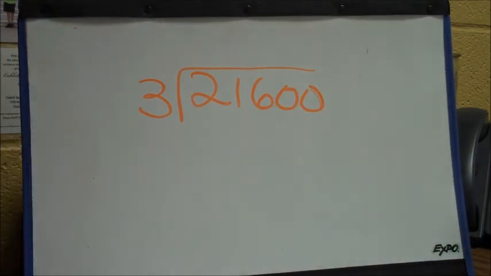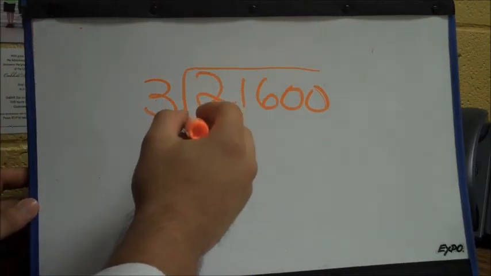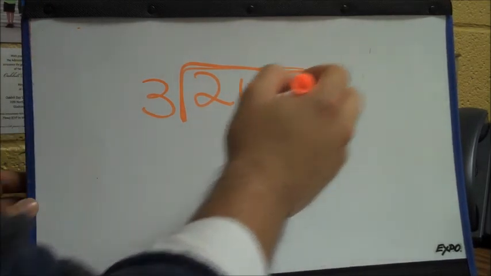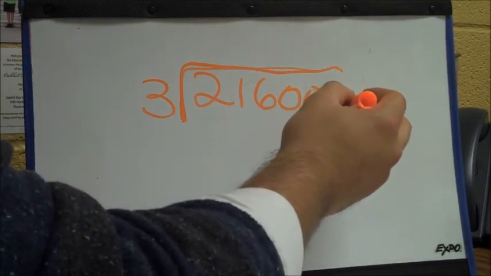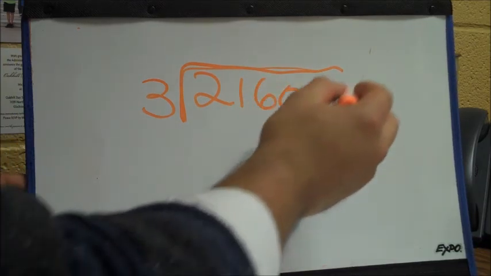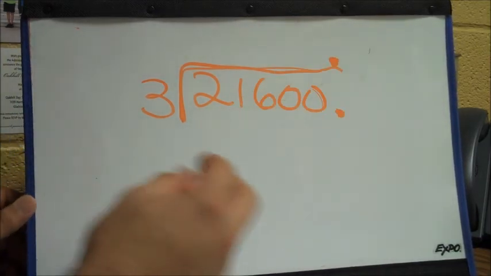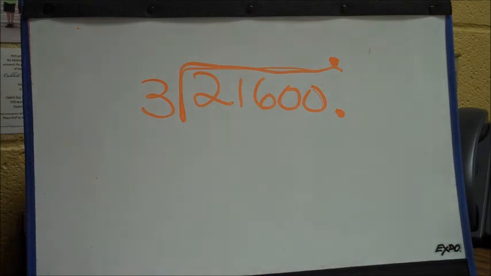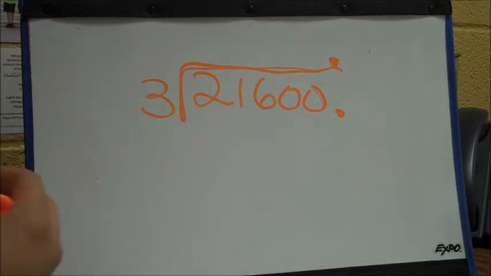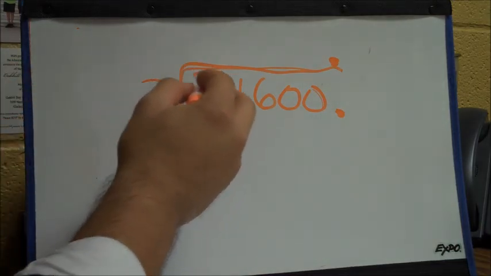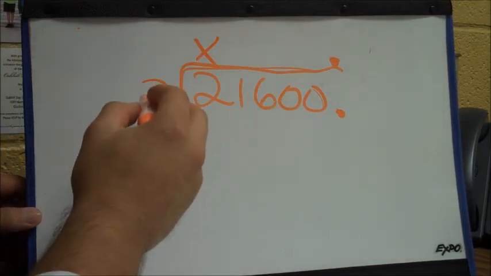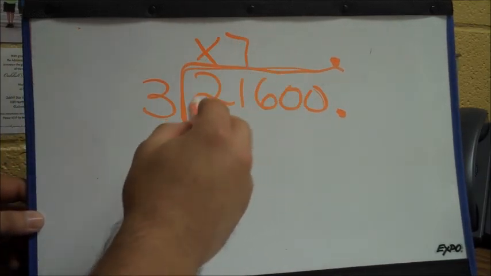So again, now we can just solve it like normal. But what I'm going to do this time, just so I don't forget to go all the way to my decimal point and not forget about these zeros, is I'm going to go ahead and put my decimal point up here. I can't stop until I get to my decimal point. So now we're just going to solve it like a normal long division problem. Will 3 go into 2? No. 3 goes into 21 7 times.